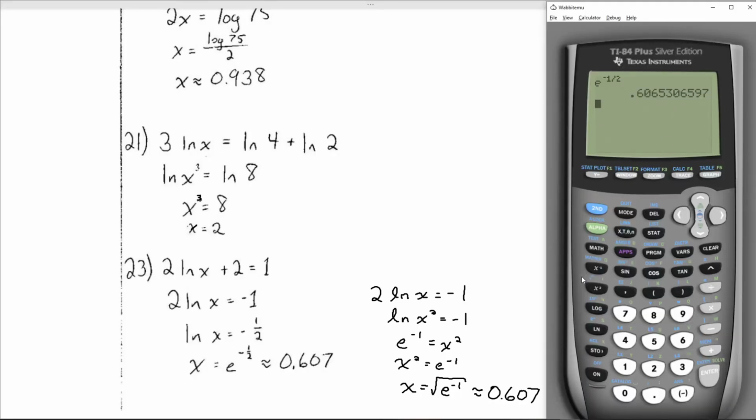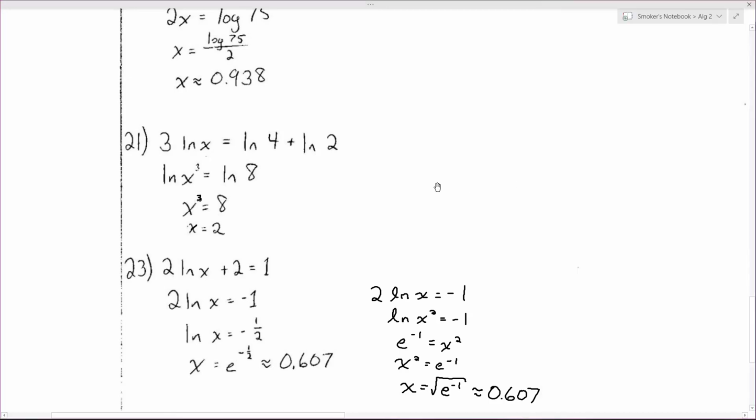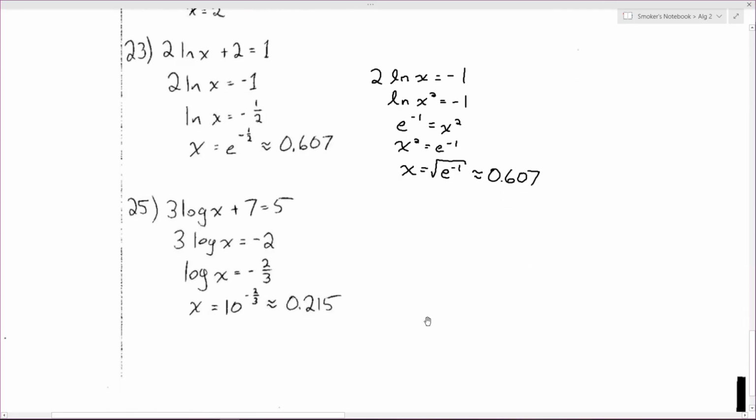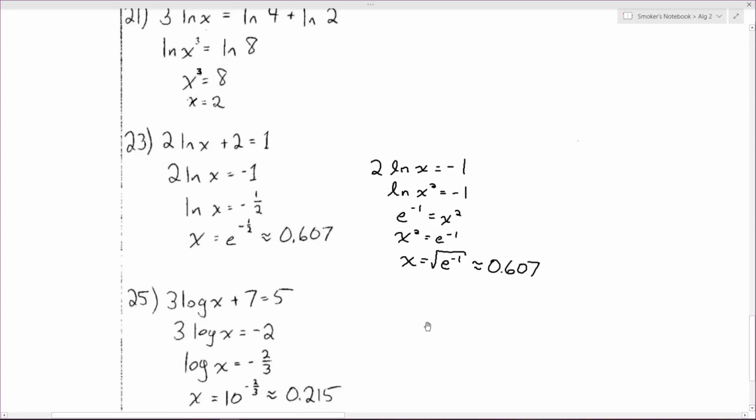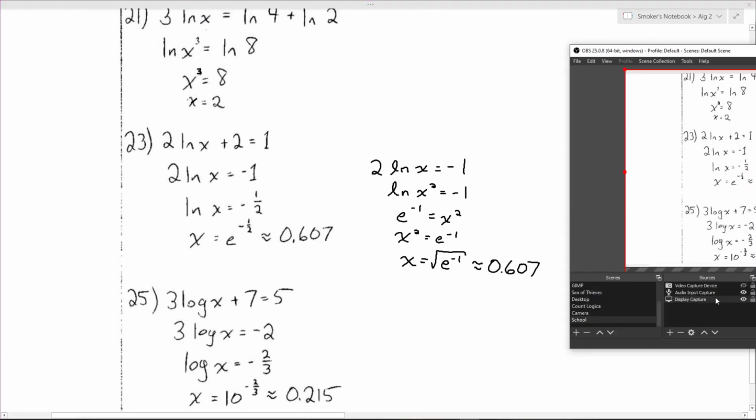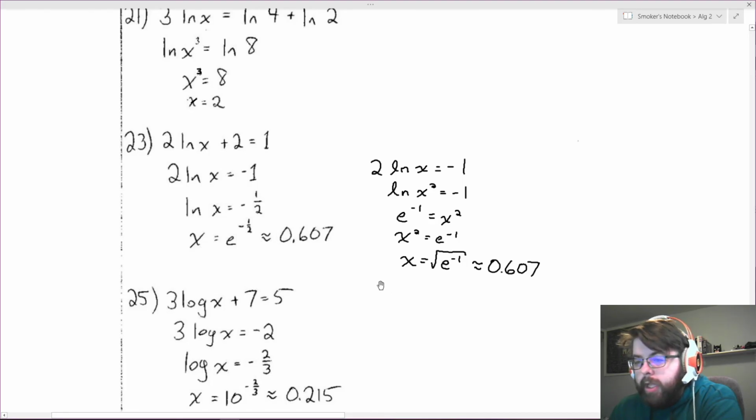Okay, so in this one, I would take e to the power of -1, get that decimal value, and then take the square root of that answer. And you can see how you get the same thing either way. Yeah, so either method works. I think there's one more, and then we're done, and I did all of the odds in this bookwork that you will have the evens to do.